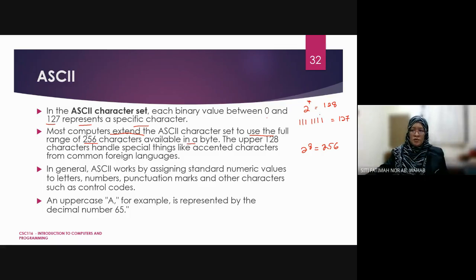Okay, so for this one, if it only uses 7 bits, 2 to the power of 7 is equivalent to 128. So therefore your digits will start with 0, so the maximum is 127. So you have 128 digits. Okay, here you have 256 digits.